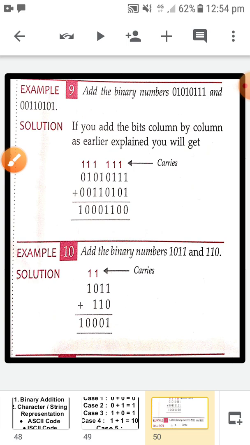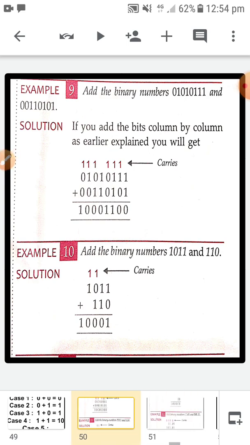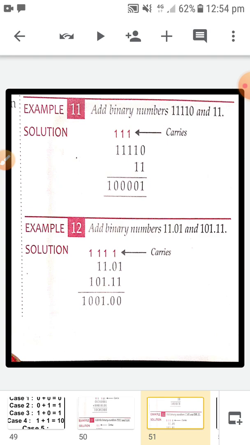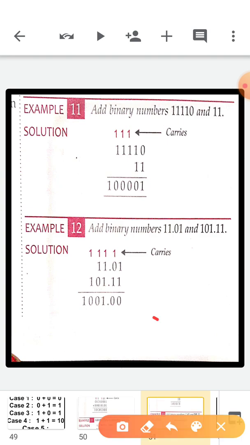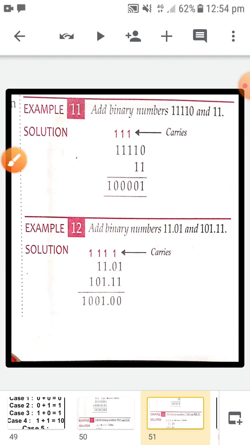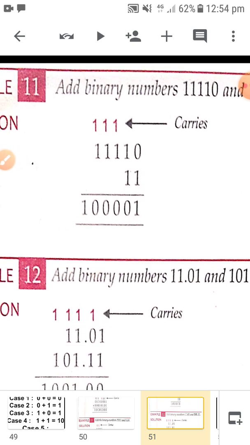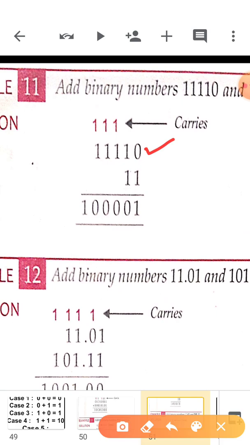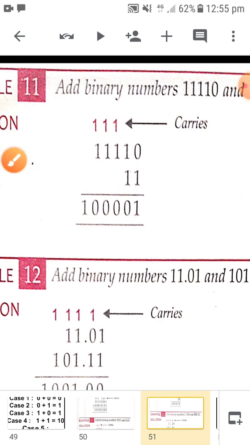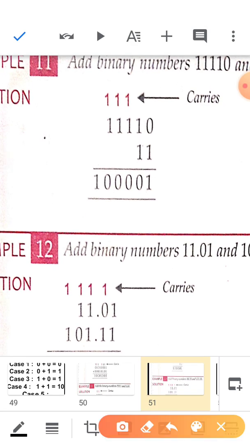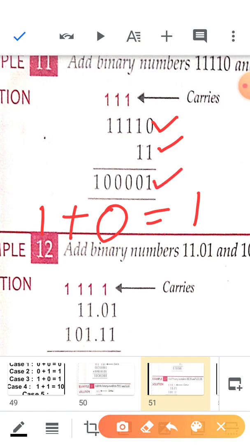Okay, I hope both questions are clear to you. Now two more questions are there in front of you. Let's solve that. Your concept will become more clear. I'm zooming this too. So this is your first binary and this is your second binary. You need to add both of them. Let's check out. So in this you are having 0 and 1. It means 1 plus 0 is 1. So you are getting 1 here.